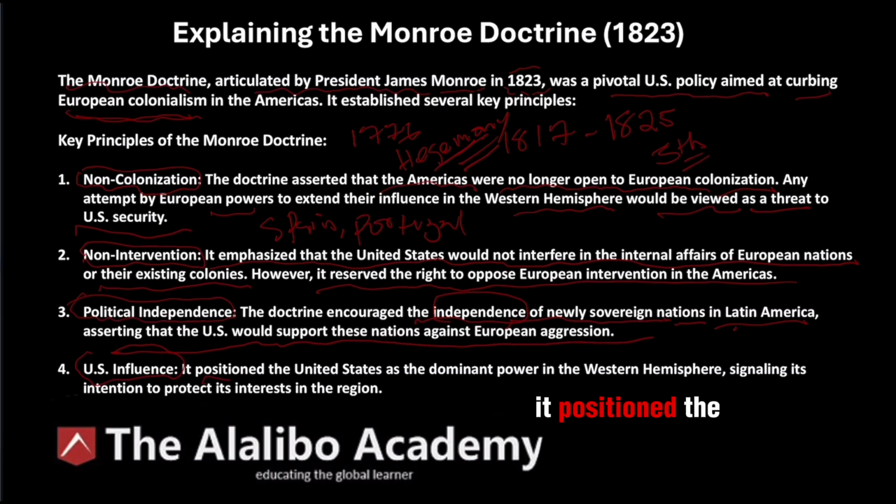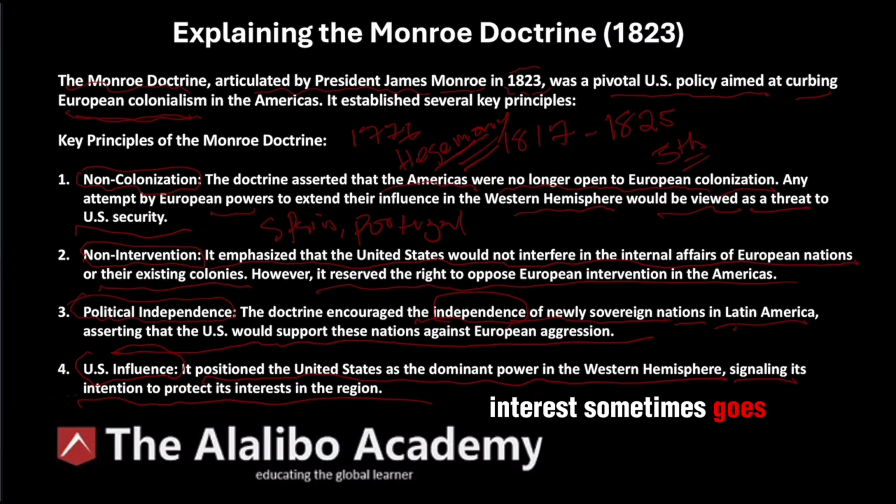And then, fourthly, the U.S. influence. It positioned the United States as the dominant power in the Western Hemisphere, signaling its intention to protect its interest in the region, right? So every country seeks to protect its interest, its influence, and the United States is not any different. Countries around the world often protect their interest, and their interest sometimes goes well beyond their borders and it impacts others, right?